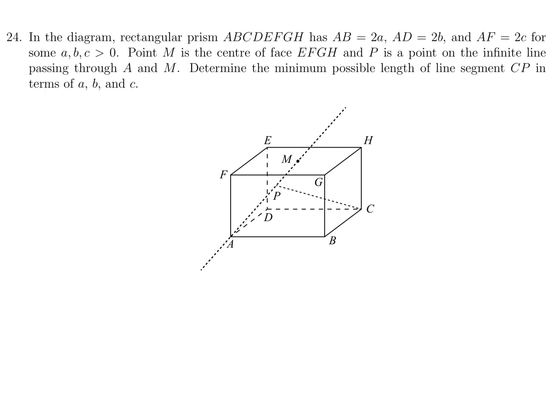In the diagram, a rectangular prism ABCDEFGH has AB equal to 2A, AD equal to 2B, AF equal to 2C for some A, B, C greater than 0. M is the center of the face EFGH, and P is a point on the infinite line passing through AM. Determine the minimum possible length of the line segment CP in terms of A, B, and C.